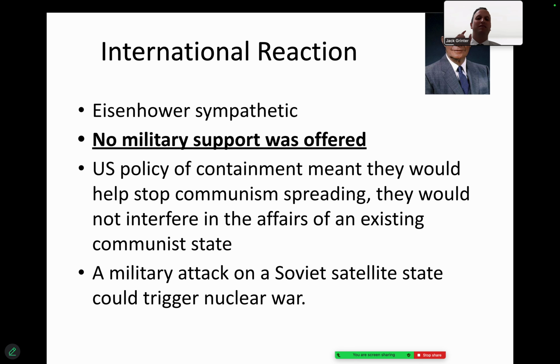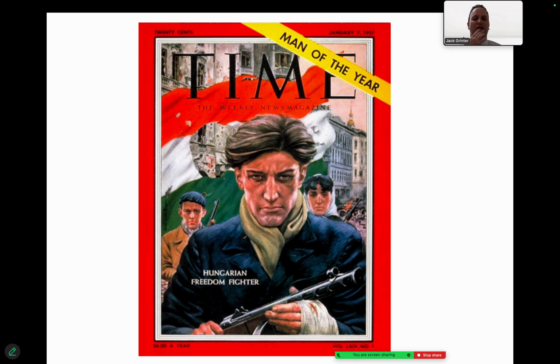Okay, and this is really important because it shows us containment, which was the policy that came as a result of the Truman Doctrine and was formed as a result of the Kennan telegram. It shows they were willing to help stop communism spreading to countries that weren't yet communist, but they weren't willing to intervene in countries that were already communist. And the thinking behind it would be mutually assured destruction, isn't it? A military attack on a Soviet satellite state could trigger nuclear war. Time magazine declared the Hungarian freedom fighter Man of the Year. So there was positive press about the Hungarian freedom fighters in the West.